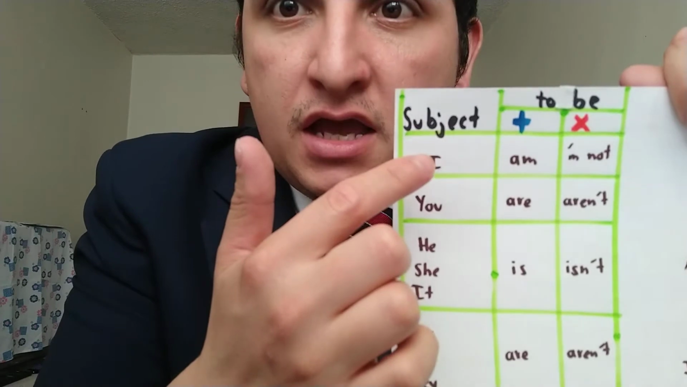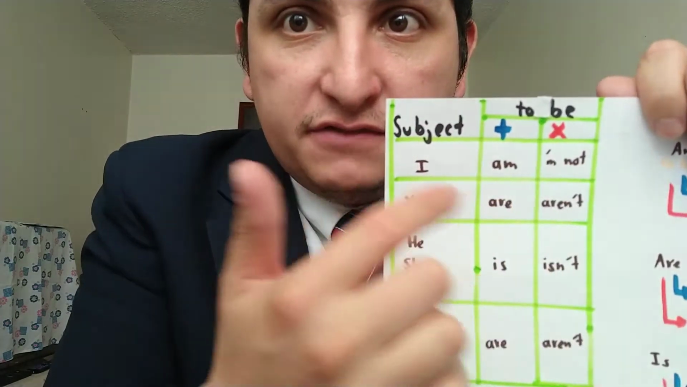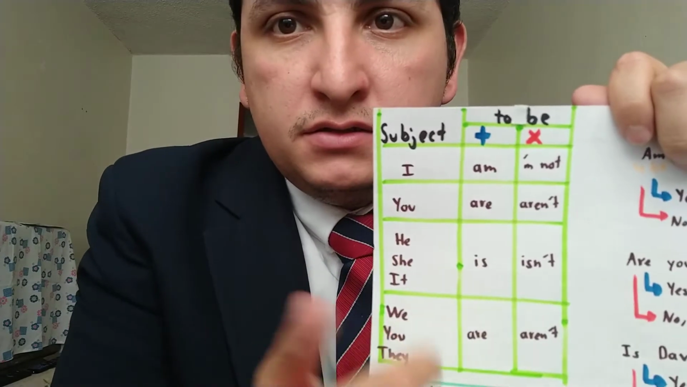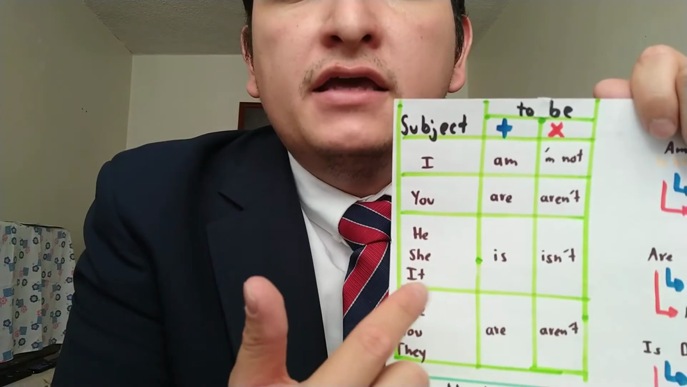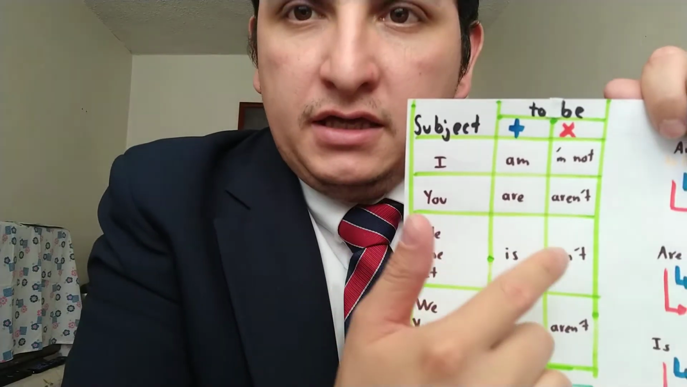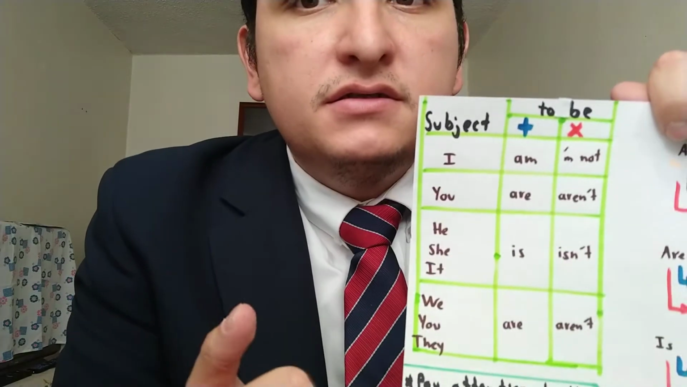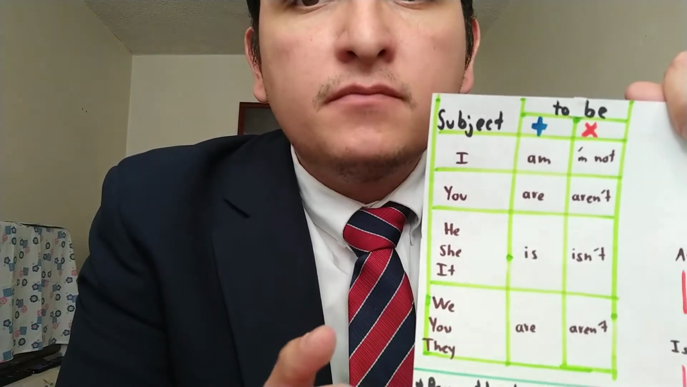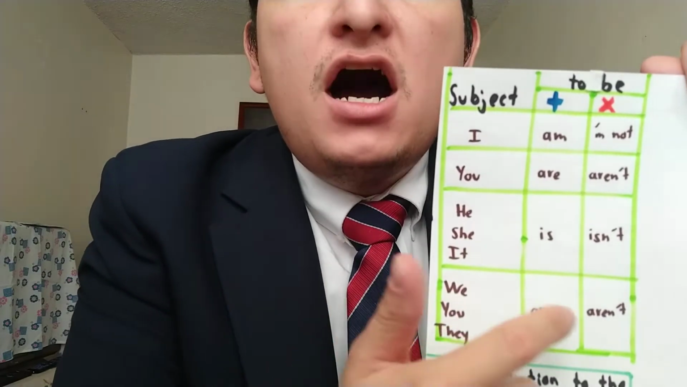The subject. I am not. Positive, negative. I am not. You are, you aren't. He is, she is, it is. He isn't, she isn't, it isn't. We are, you are, they are. We aren't, you aren't, they aren't.